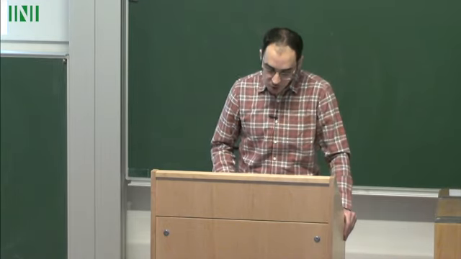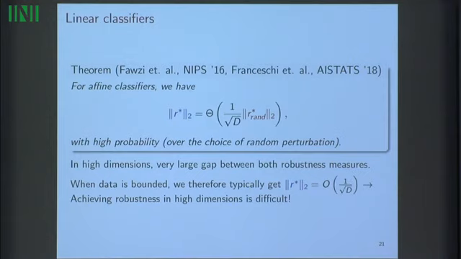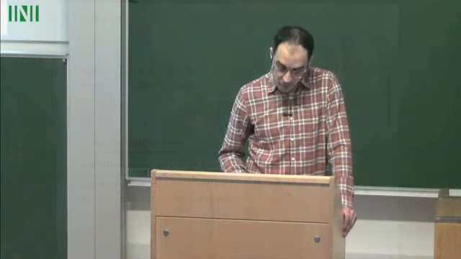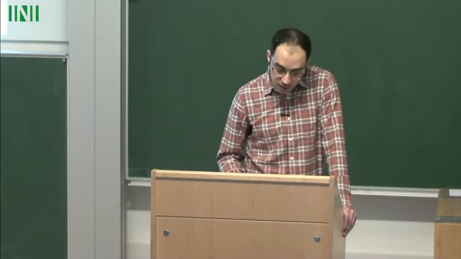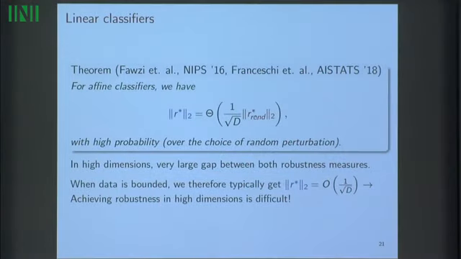You can relate the robustness of classifiers to adversarial perturbation to robustness to random noise through this relation here. The robustness to adversarial perturbation scales as 1 over root dimension times the robustness to random noise. And you should think of the dimension as a very high number, for example, for ImageNet you have 150,000. So the robustness to adversarial perturbation is significantly smaller than that to random noise, and there is a very large gap between these two quantities.